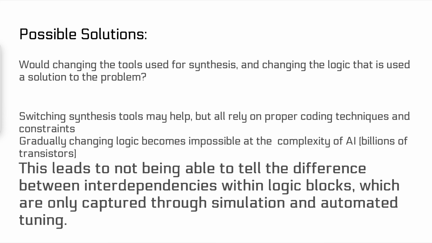So that's a problem. Gradually changing logic becomes impossible at the complexity of AI. AI is made of billions of transistors. And this leads to not being able to tell the difference between interdependencies within logic blocks, which are only captured through simulation and automated tuning.